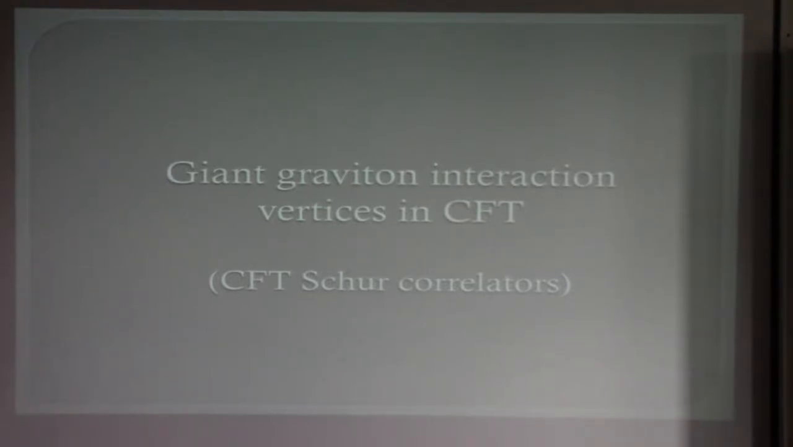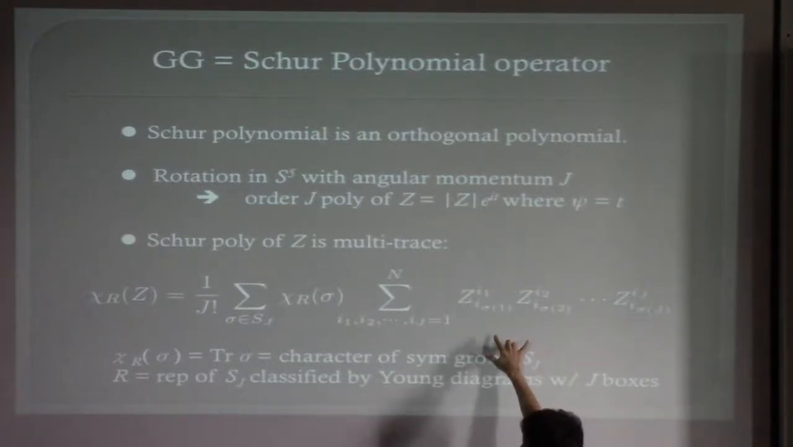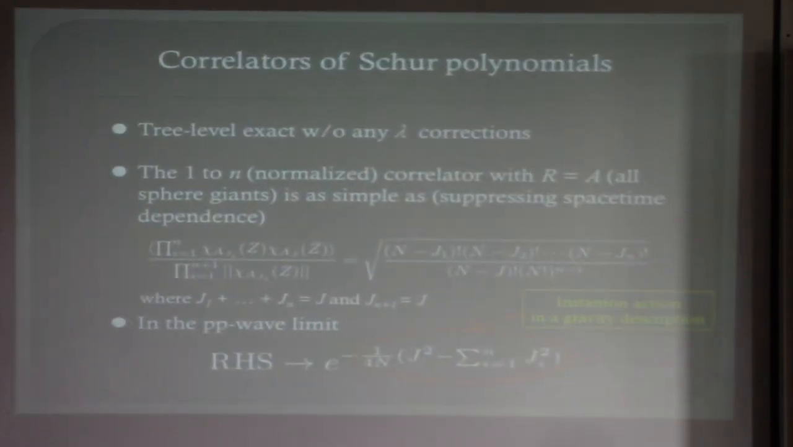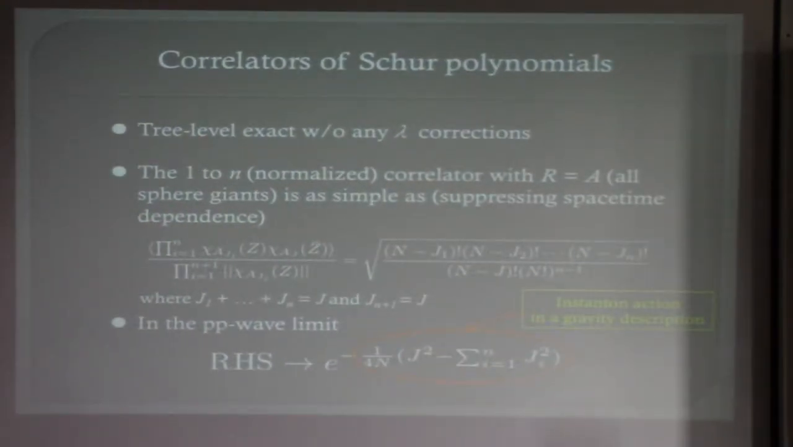So first, what is known for giant-graviton interactions in conformal field theory. You have Schur polynomials, which I mentioned many times, so let me skip. Then what is known is, you consider correlation functions of this operator, and people know the exact answer for any correlation functions of this type, and it's known to be tree-level exact, so there are no coupling corrections. For example, here I am showing a 1 to n correlator. You have one giant, and then it becomes n giants in the end. And the answer is simple; it looks like this.